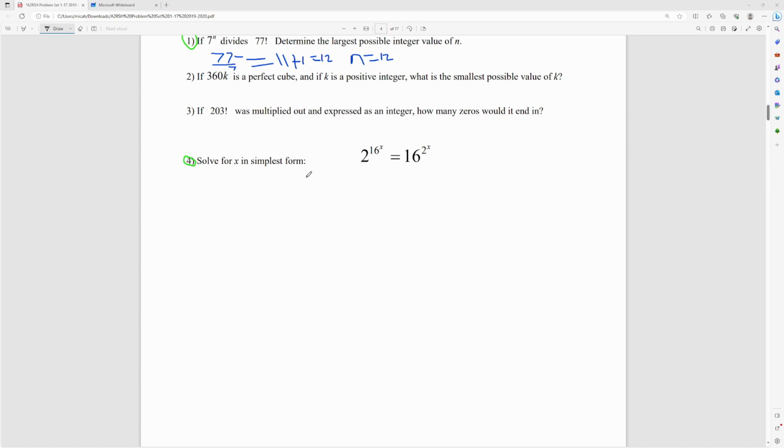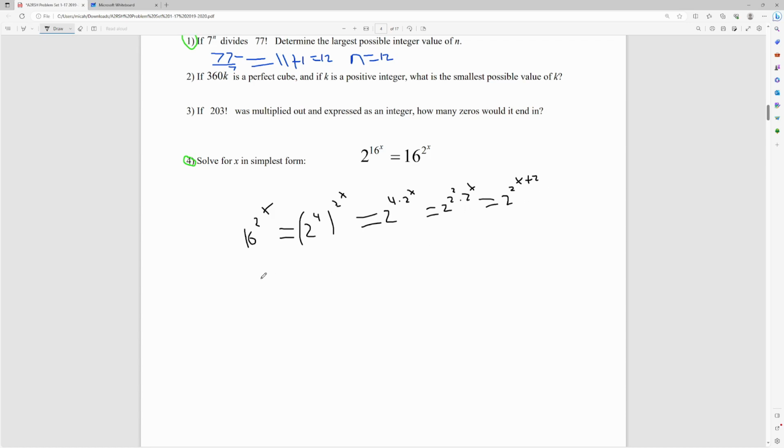Solve for x in simplest form. 2 to the 16 to the x equals 16 to the 2 to the x. So, originally, I thought this was a logarithm problem, but then I remembered that 16 to the 2 to the x, well, 16 is just 2 to the 4th, so this is really just 2 to the 4th to the 2 to the x. In other words, we could write this as 2 to the 4 times 2 to the x. But 4 is just 2 squared, so this is 2 to the 2 squared times 2 to the x, or 2 to the 2 to the x plus 2. Cool.